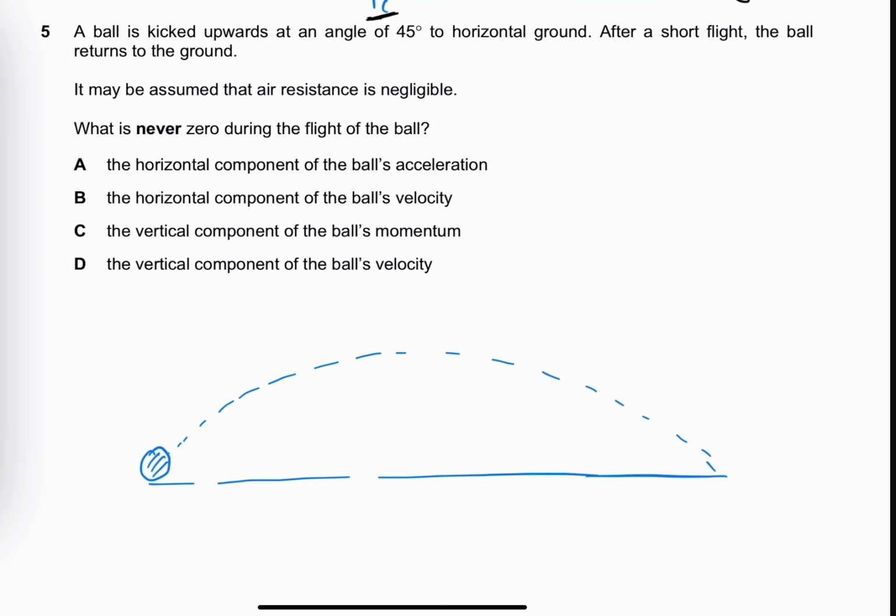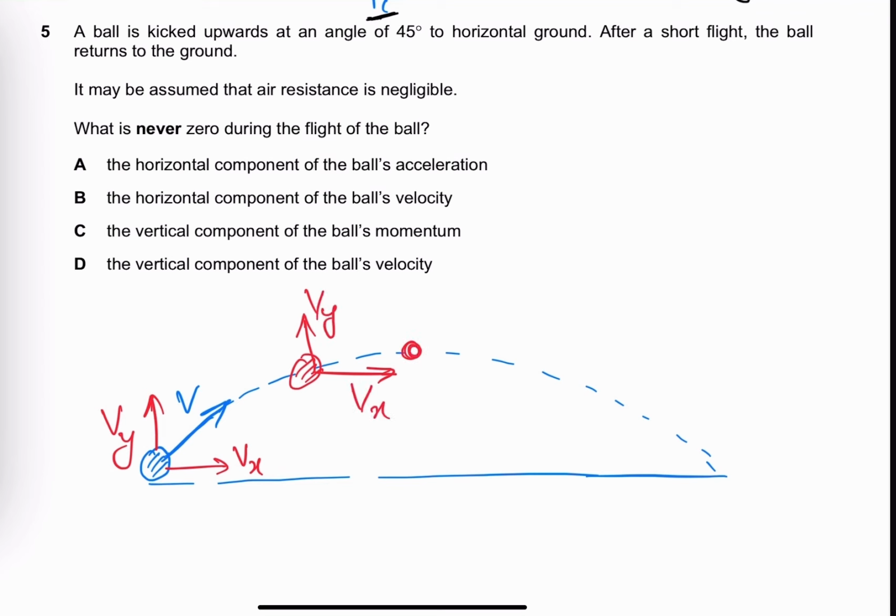So when the ball moves, it will have a velocity in this direction. This is the velocity, this is the horizontal component, and this is the vertical component. And we know that during the journey, the vertical component will decrease, but the horizontal component will remain.